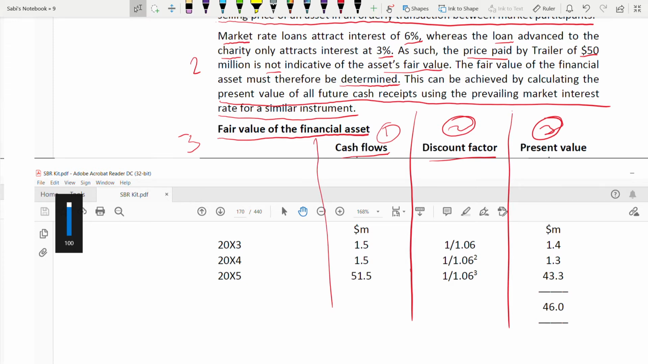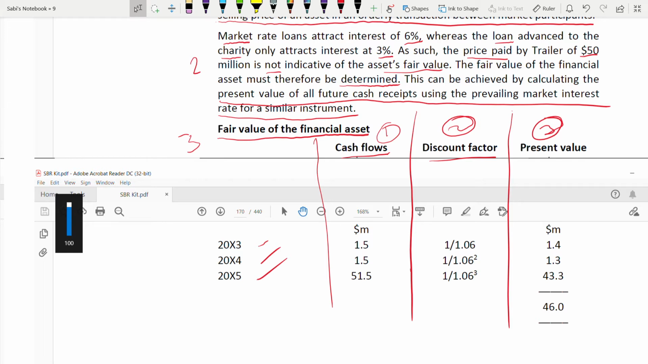For how many years? The loan is for 3 years. Starting from 2003, you have to pay interest, so 2003, 2004, 2005, 3 years. Like this, you need to put the year. Now, you need to put the cash flow. The discount factor is easy because it's 6%. 6% is the market interest rate.